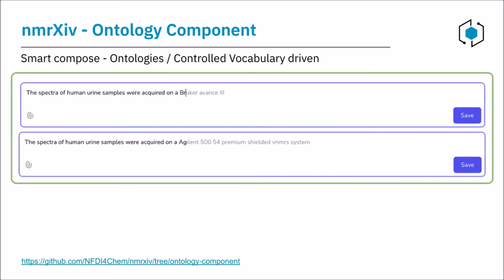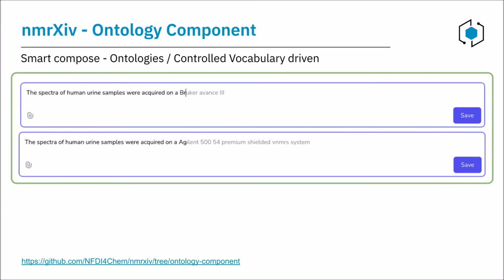One of the primary ontology components that we are currently working on is similar to what you might have already observed in Google Gmail's Smart Compose, where you type in certain text and there are auto suggestions from Google. Similarly, we are working on a Smart Compose component which is ontology or controlled vocabulary driven.